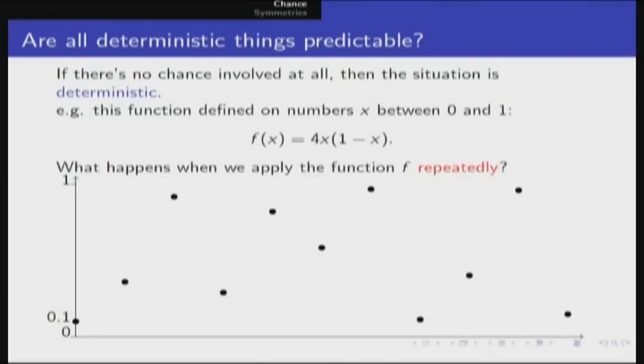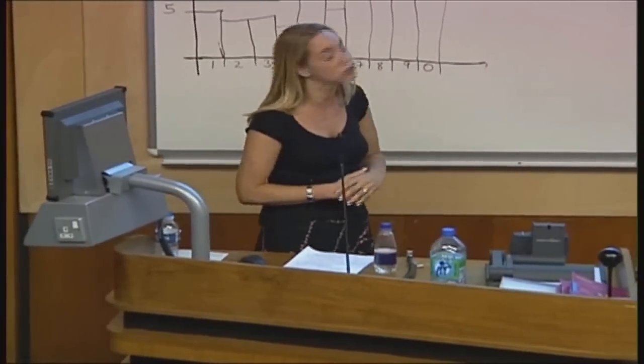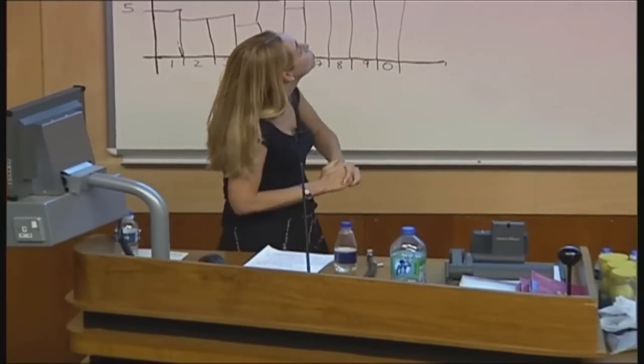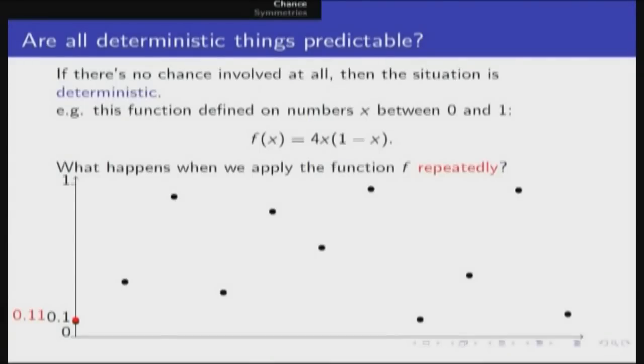What's interesting is what happens if I pick a very, very similar number. I've changed it by 0.01. Rather than putting 0.1 in, I'm going to put 0.11. Let's see what happens when we repeat the experiment. Well, f of 0.11 is 4 times 0.11 times 0.89, and that comes out to be about 0.39. Previously, that was 0.36, so we're out by a little bit more.